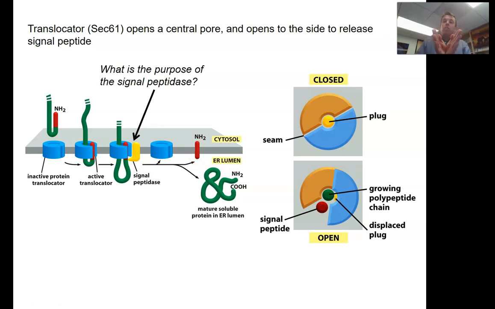But this sideways opening is really important as well for transmembrane sequences of these proteins. So when we talk in class about how the transmembrane protein gets threaded into the ER, this is going to be very important. So remember that Sec61 opens towards the ER and opens sideways to release things into the ER phospholipid bilayer as well.